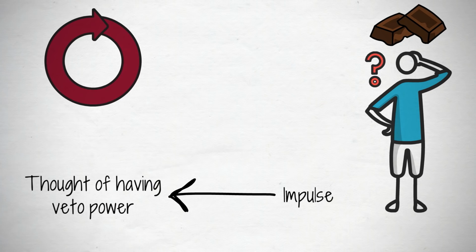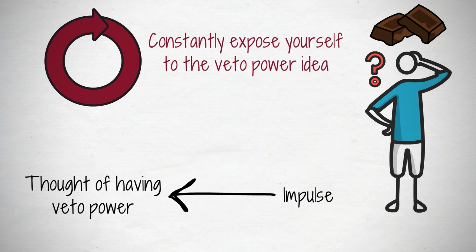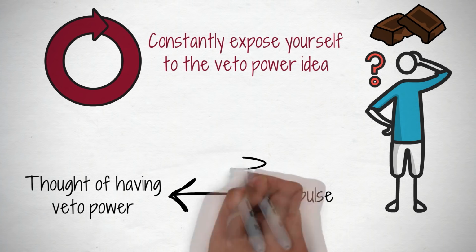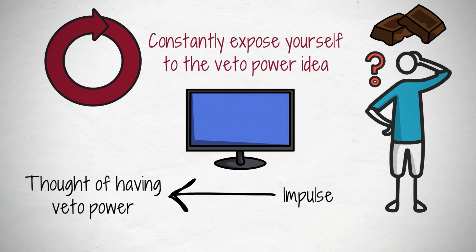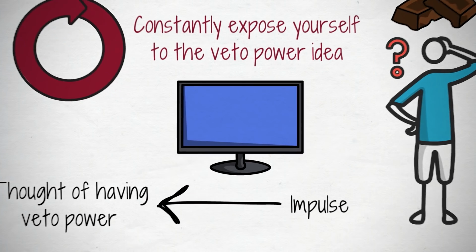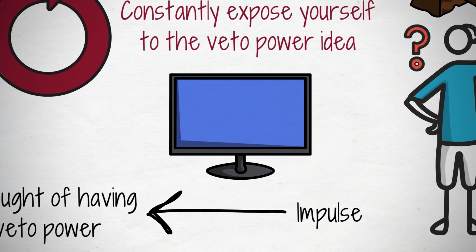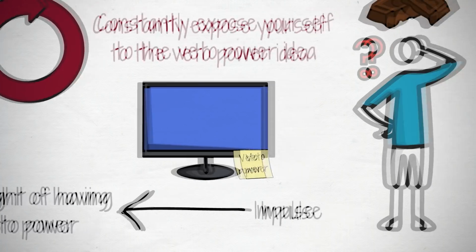The simplest way to gain this awareness and establish this association between impulses and veto power is to constantly expose yourself to this idea. What I would recommend you to try is to write it somewhere that keeps reminding you about it. I usually put such dramatic insights into the background of my phone, or I write it on a sticky note and post it where I am constantly exposed to it. I use my monitor a lot, so it looks like this for me.